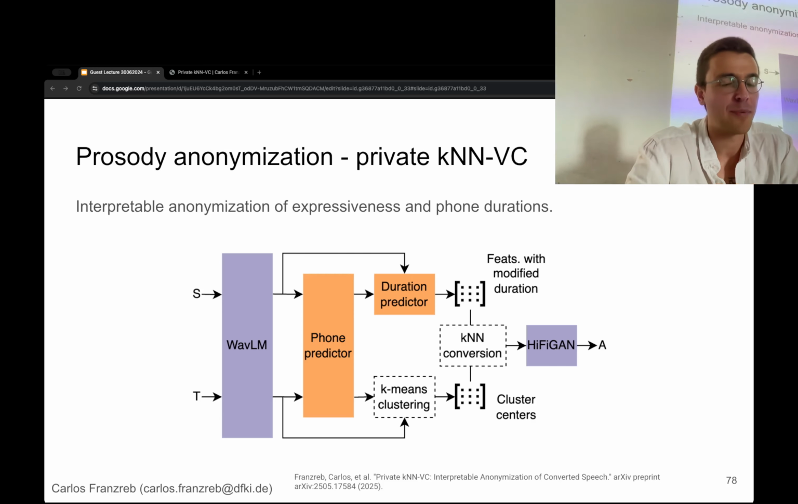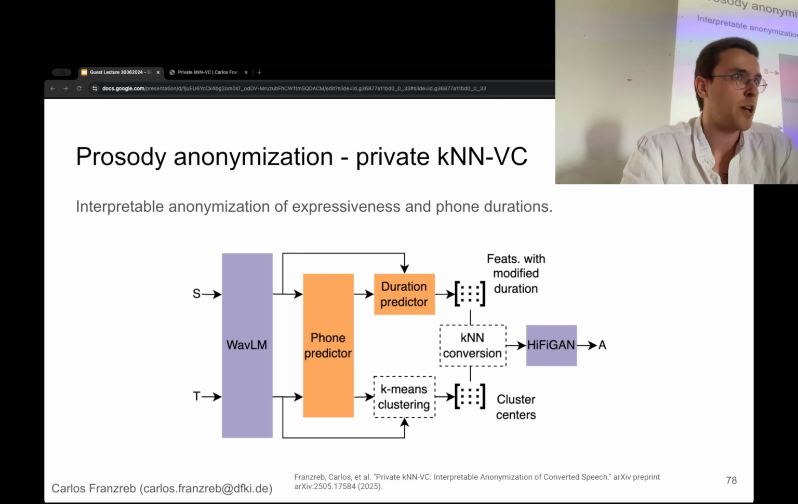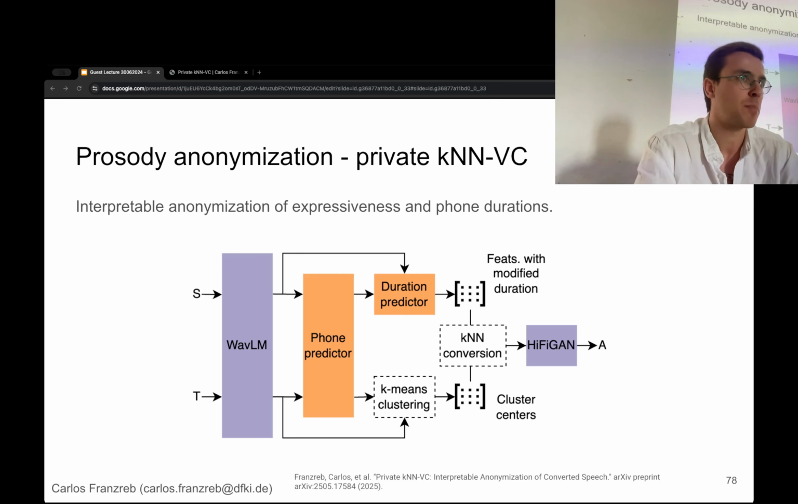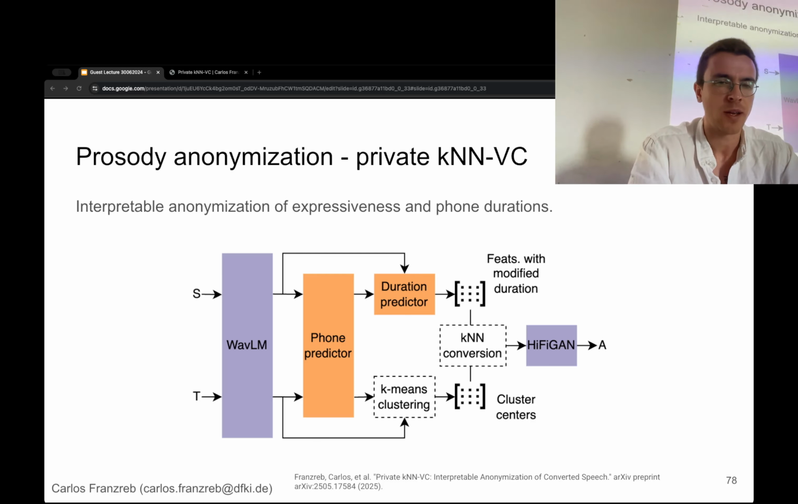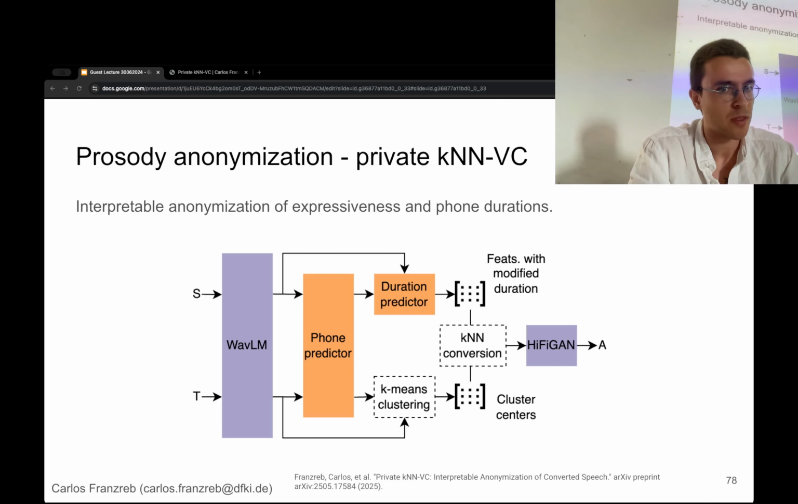And this is what I've been working on also lately, to answer the question, to what extent the evaluation that we have nowadays is exploiting both phone durations and also expressiveness, which you can see related to the pitch contours that we were seeing before. And to this end, I proposed an evaluation approach which is interpretable and allows us to anonymize both of these factors to different extents.